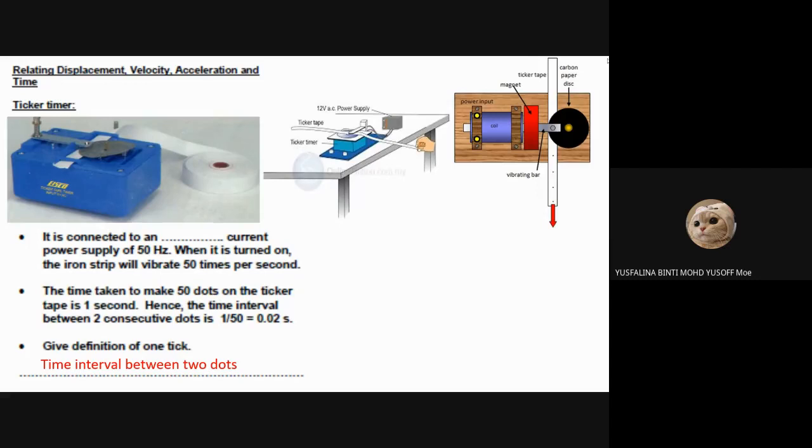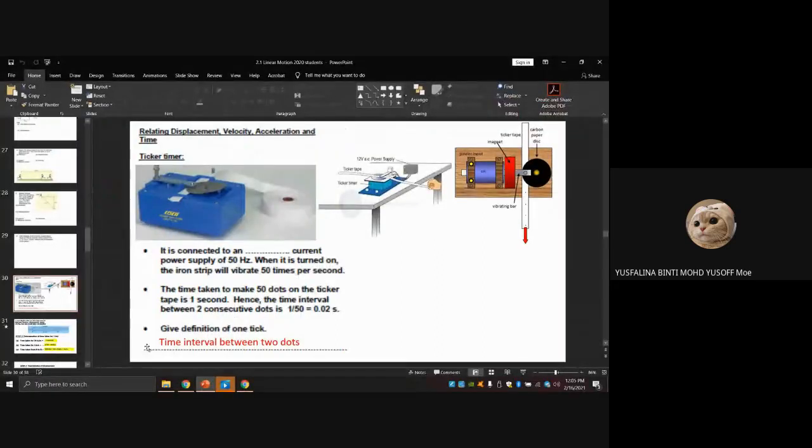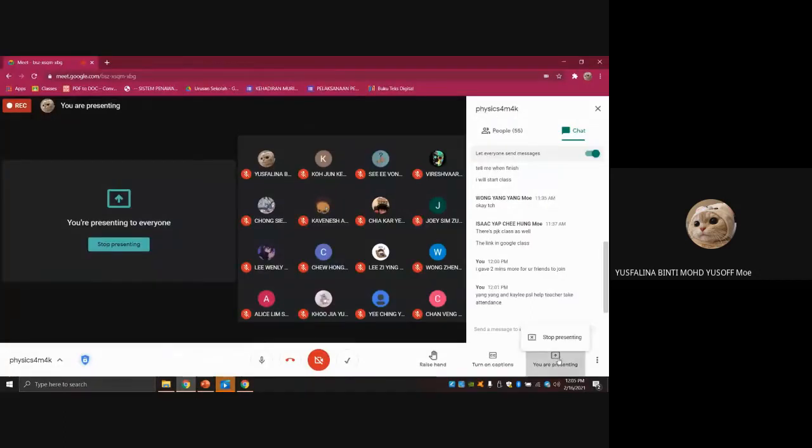In the lab, this is called a ticker timer. This is called a ticker tape, and it will be connected to the power supply, the alternating current. I will show you in the video how the experiment will be done. So let's see the video first.